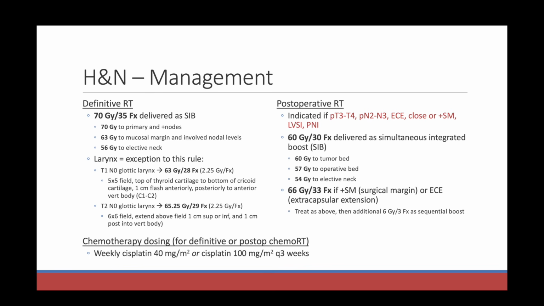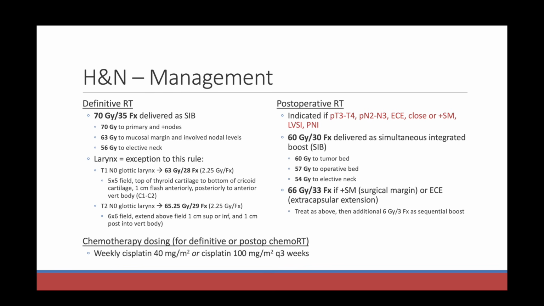The definitive radiation dose is a little bit higher, and that makes sense, right? Because now radiation is all you're giving as far as local therapy, so you need to take it to a higher dose. And that dose is usually 70 gray in 35 fractions. And you can deliver this as a simultaneous integrated boost as well, with other levels at 63 gray and 56 gray, all in 35 fractions.